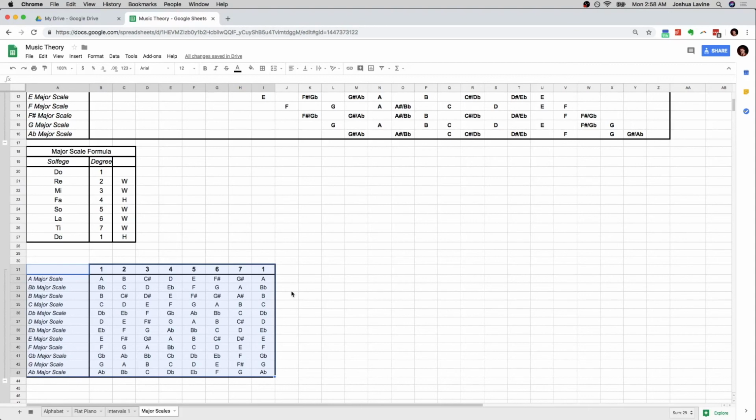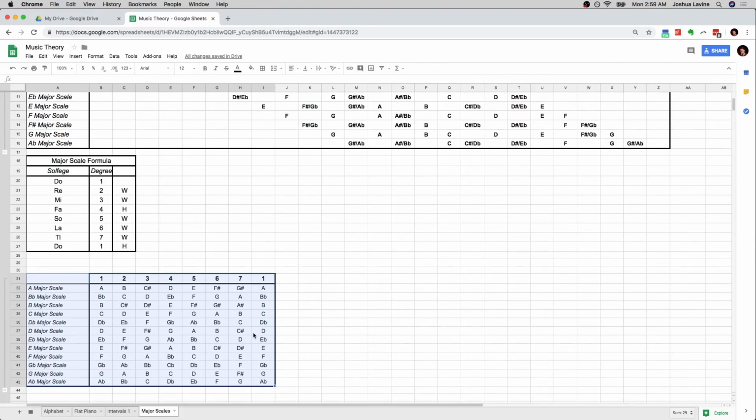And so, like I said, you don't have to do anything you don't want to do, but this is kind of like, if you're going to eat your vegetables, this is it. You want to know this cold. So there you have it, the 12 major scales and a nice little table for you. And that is that.